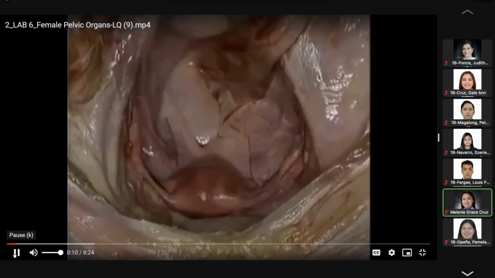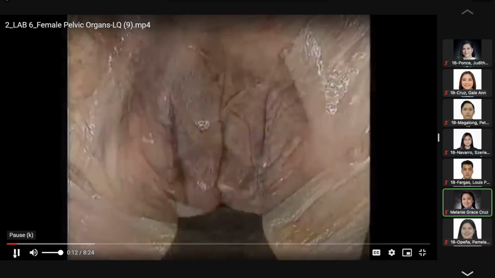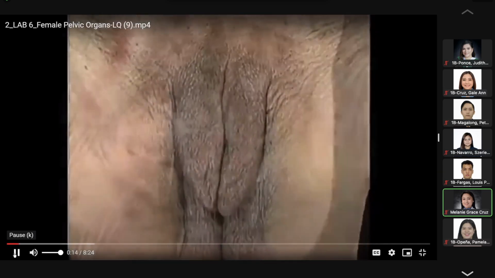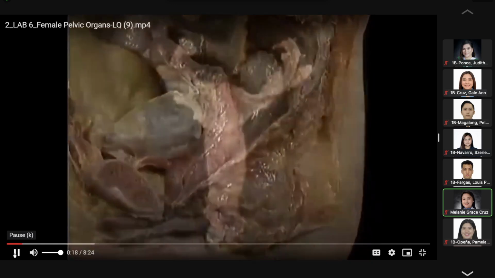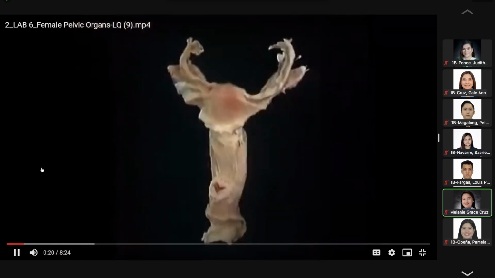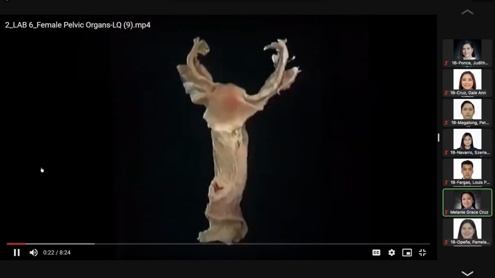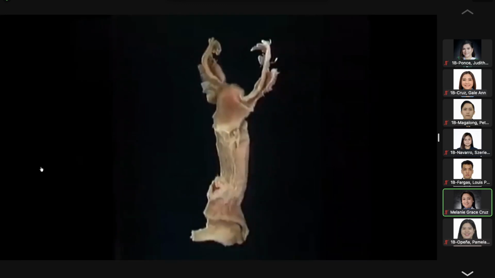Now we'll move on to look at the reproductive organs in the female. We'll look at them from several different angles, as we did in the male. We'll look down at them from above, we'll look up at them from below, and we'll look in at them from the side. But we'll start by looking at this isolated dissection that shows the whole of the female reproductive tract.